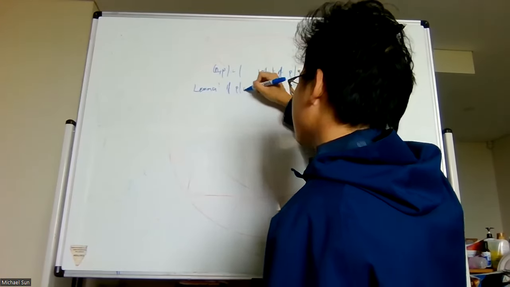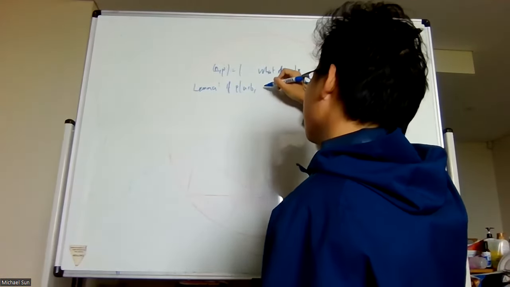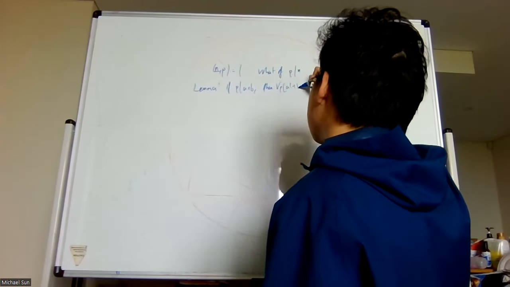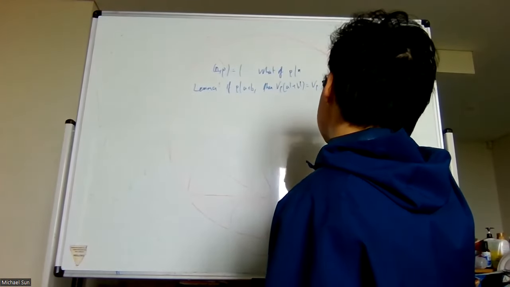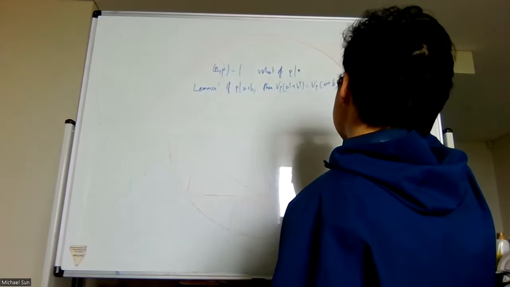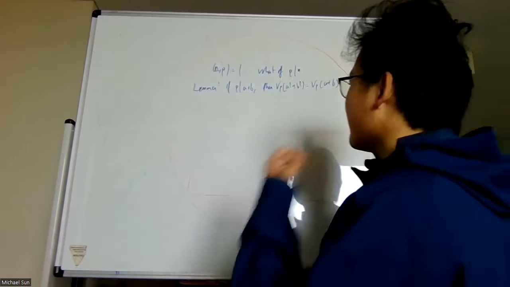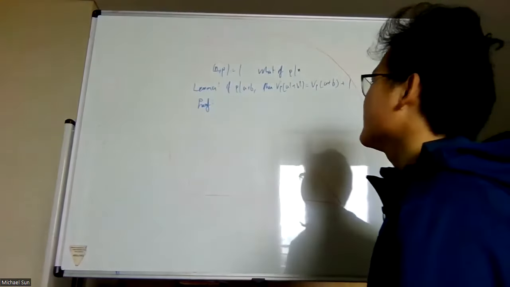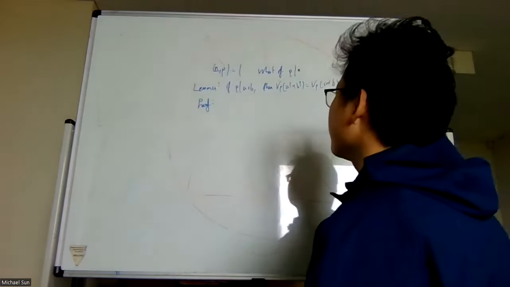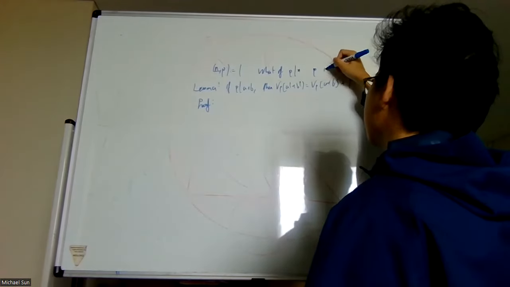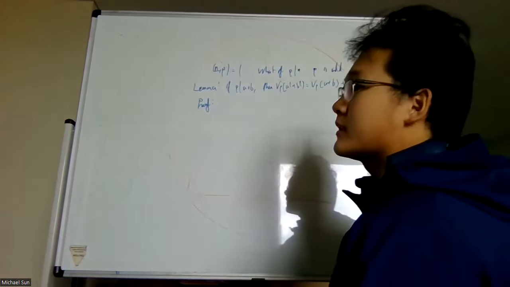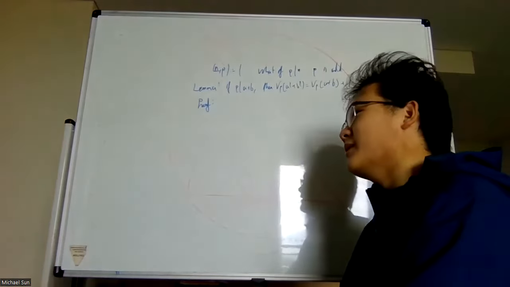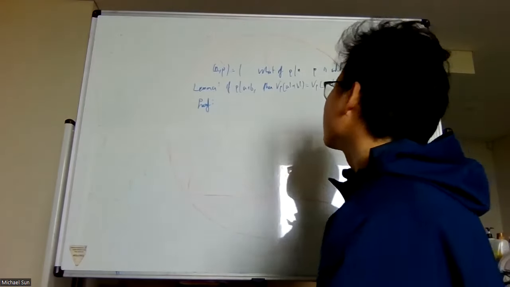If P divides A plus B, then, to prove this, also P is odd. The theorem looks slightly different when P is even. That's why we don't really consider it for now. But it only looks slightly different.